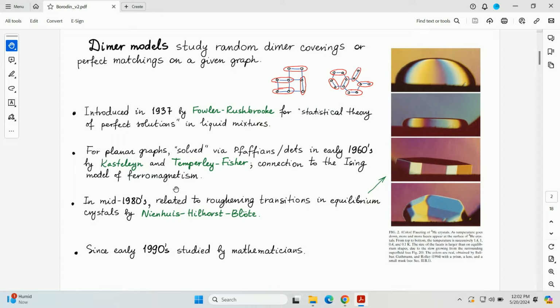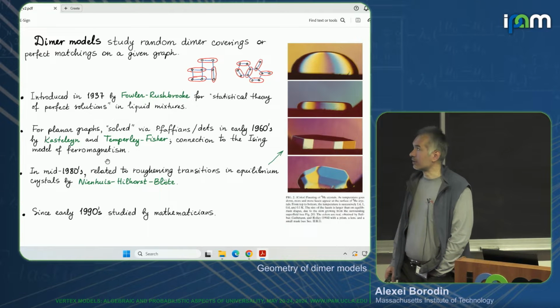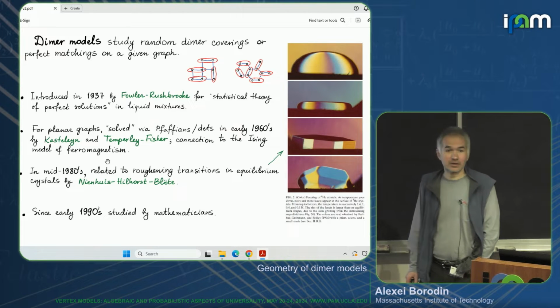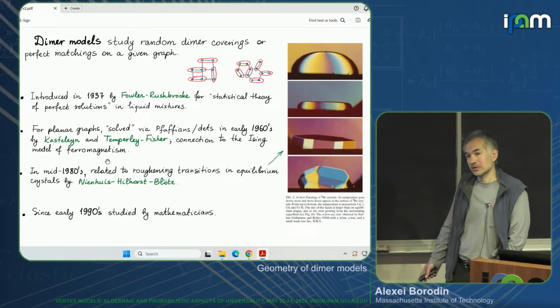And so one wants to put a probability measure on them in some way. If the graph is finite, the easiest way is to take the uniform measure, but there are other ways as well. And so then the question is, what does a typical dimer cover look like?